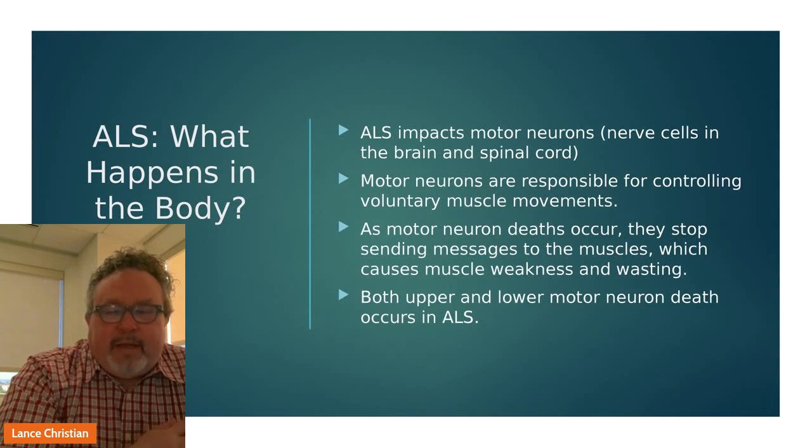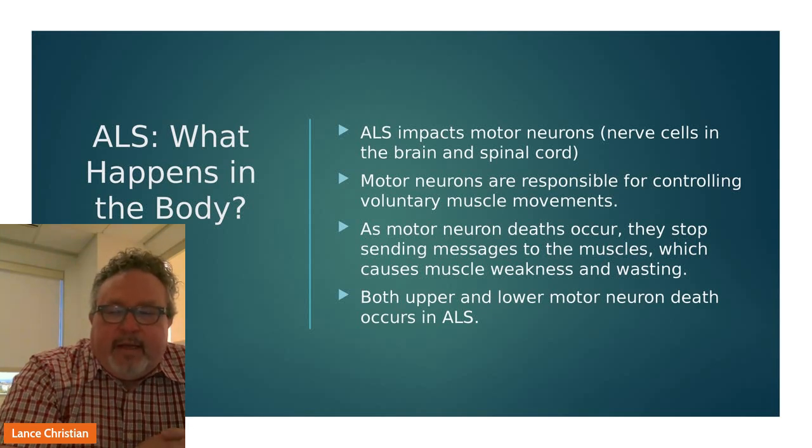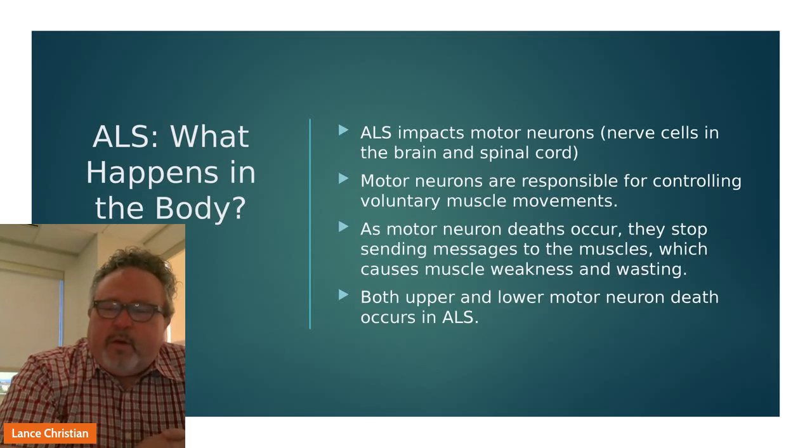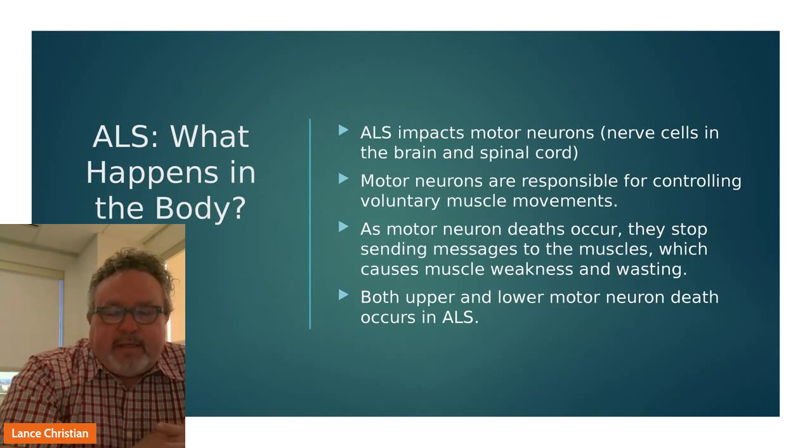So what happens with ALS in the body? ALS is a motor neuron disease. And so the nerves that go out from the brain and the spinal cord to all the voluntary muscles in the body are impacted by ALS. And these are the motor nerves that control sort of all of our muscle movements.